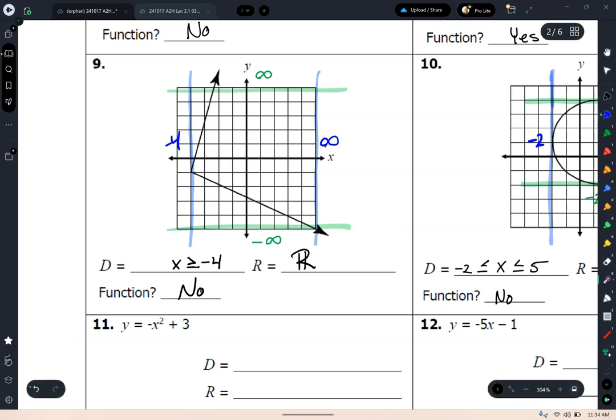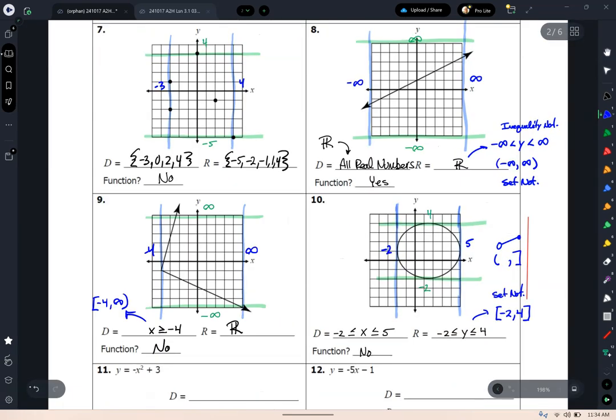So here, that's good. Thanks for bringing it up. If you wanted to write this one in set notation, it would be bracket -4 comma infinity parenthesis. That's how you would write that one in set notation. Make sense? Because it's including the -4. And then infinity can't be included, so it has to be a parenthesis. Good. So those are domains and ranges of continuous graphs using our inequality or set notations. Questions before we move on?